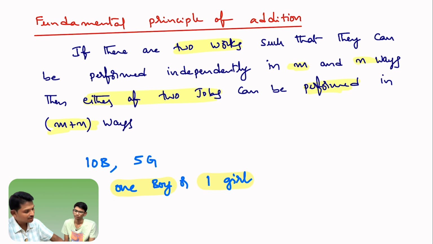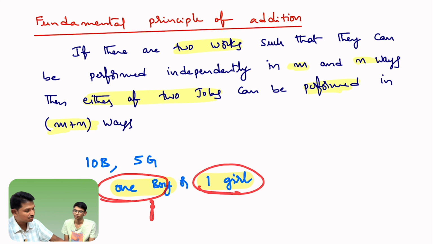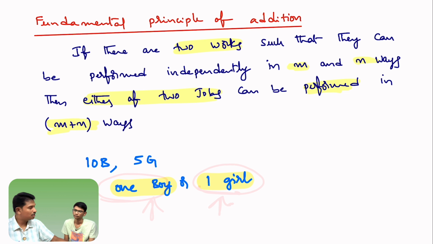Here the teacher wants to select one boy or one girl. That means the teacher wants to select how many persons? One person only. That person may be a boy or a girl. In this case, the fundamental principle of multiplication doesn't work, because the teacher wants to select one person only.